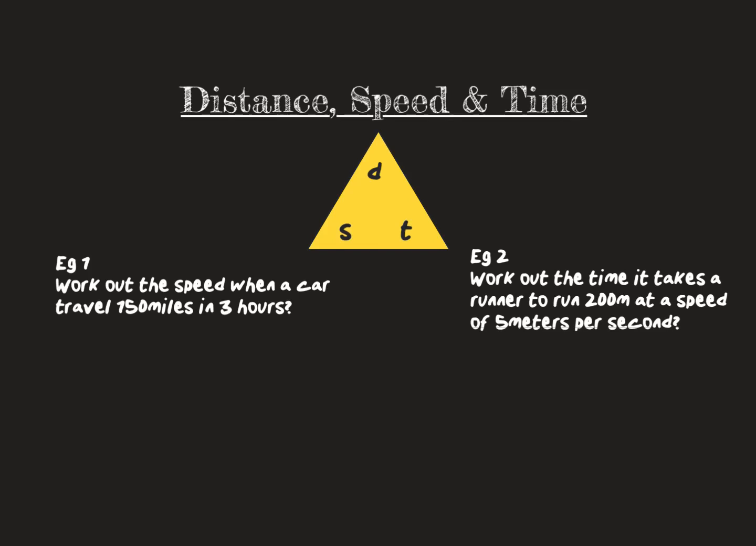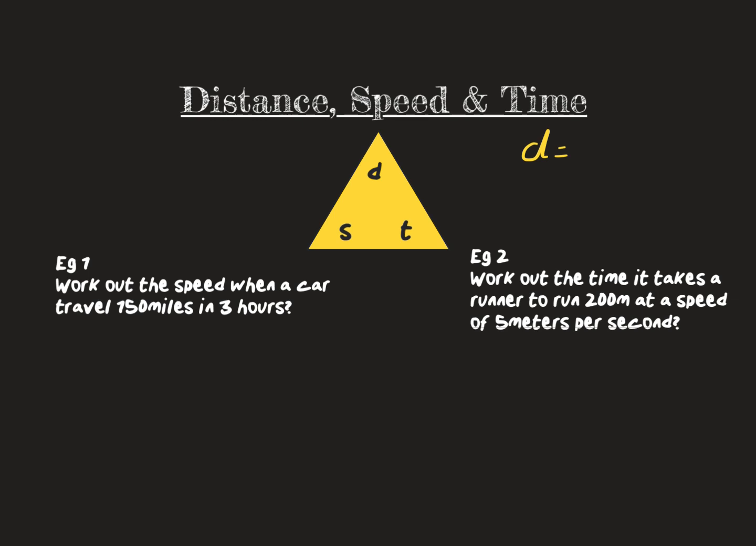Let's look at speed, distance, time calculations. So we have a little triangle here with D at the top for distance, and at the bottom we have speed and time. So if you want to work out distance, it's at the top, and the other two things that you have are your speed and time, and they're beside each other at the bottom.